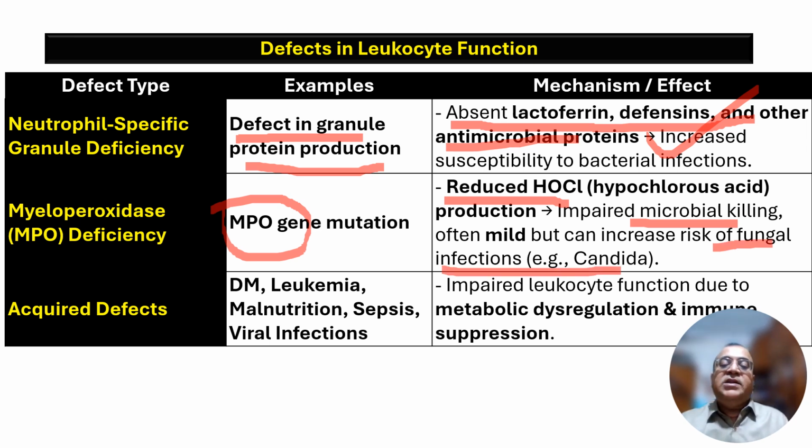The acquired defects are diabetes mellitus, leukemia, malnutrition, sepsis, and viral infection, in which there is impaired leukocyte function due to metabolic dysregulation and immune suppression.